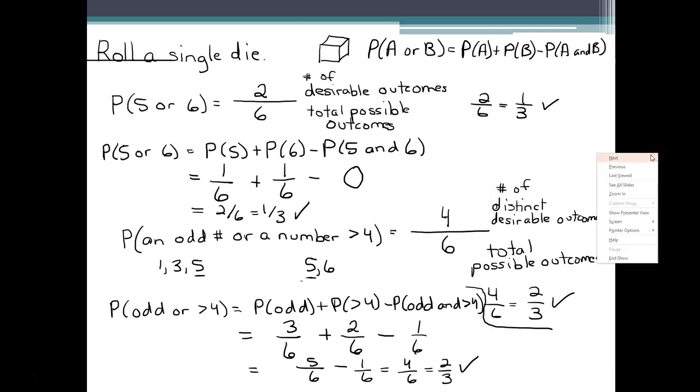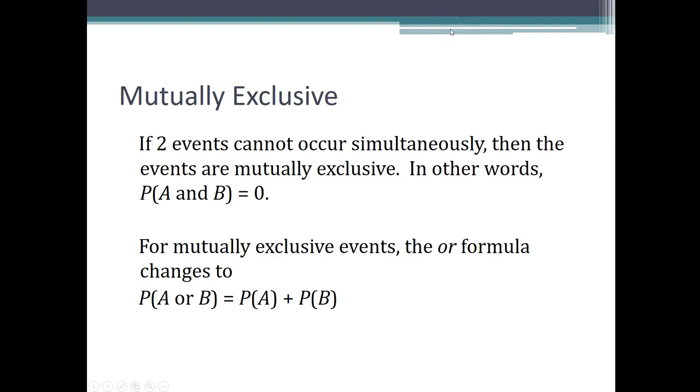All right. So the stuff of sometimes the probability of A and B coming out 0, other times not, that has to do with whether two events are mutually exclusive or not. If two events cannot occur simultaneously, then the events are mutually exclusive. That was the example of you cannot roll the die and have it land on both 5 and 6 simultaneously. So the probability of A and B ends up being 0. So for mutually exclusive events, the OR formula basically gets condensed down to P of A or B equals P of A plus P of B.